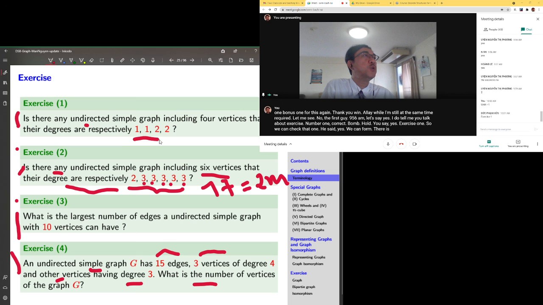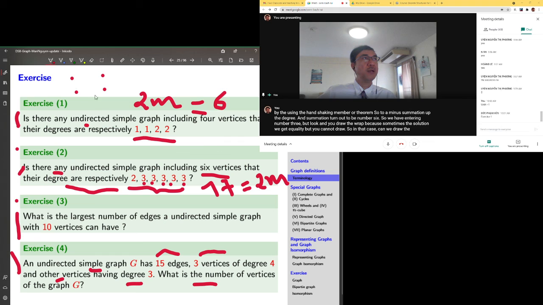So by using the Handshaking lemma or theorem, 2m equals the summation of the degrees, and the summation turned out to be number 6. So we have m to be number 3. But Đức, can you draw the graph? Because sometimes we get the solution from the equality, but you cannot draw. So in that case, can we draw the graph like that? 1, 1, 1, 2, 2, with 3 vertices.